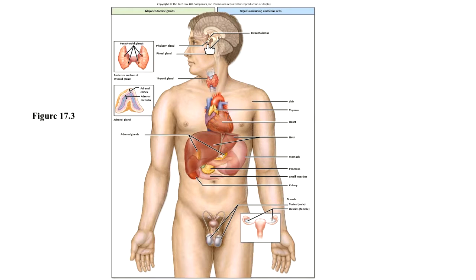Now, as we move down, we see the thyroid gland. So here is the thyroid. And if we looked on the back side of the thyroid, that's what this image is showing us over here. This is showing us a posterior view, posterior surface of the thyroid gland. And we see these four very small bean-shaped structures. These are the parathyroid glands on the backside of the thyroid.